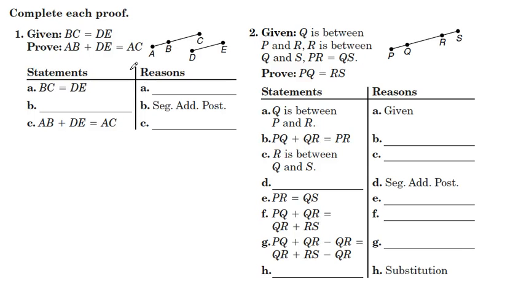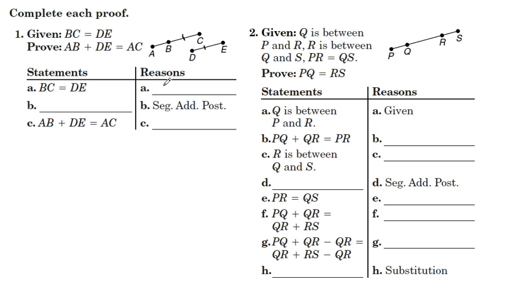Hello everybody, we're going to go through a couple of proofs here that have to do with segment relationships. Let's look at number one. We're given that BC is congruent to DE, so I'll put a little tick mark there just to show those things congruent. We're to prove that AB plus DE is equal to AC.